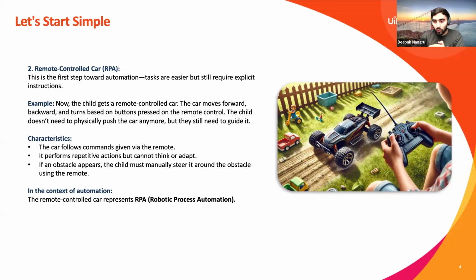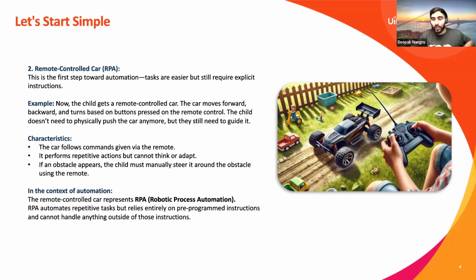So now, in the context of automation, the remote control car represents robotic process automation. In this we are trying to automate the repetitive tasks that we were doing, but only on a set of pre-programmed instructions. It cannot handle anything outside of that. This is the main thing, because it can only do what we have designed it to do, nothing more than that. It doesn't have a brain of its own. So this comes under RPA.